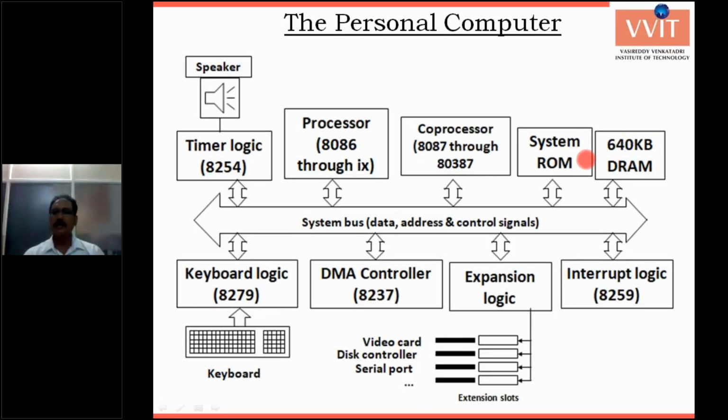These 2 are indicated as the memory mode. This is the 8259 PIC, or programmable interrupt controller. These are the expansion logic devices, such as USB ports or internet socket, whatever may be. These are the video card, disk controller, serial port, expansion logic driver. This is the DMA controller 8237. This is the keyboard interfacing to the processor. This is the timer logic generating clock frequency to the processor.